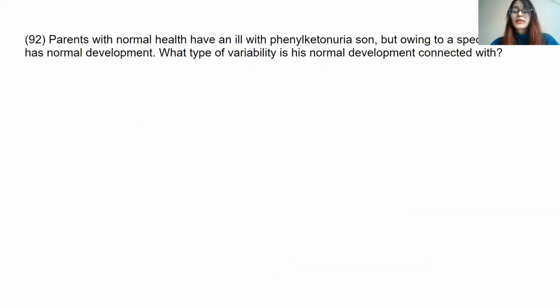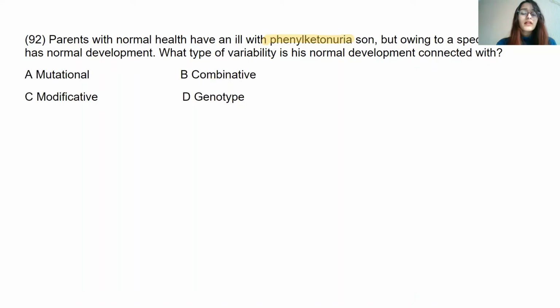So again, question number 92 from the ministry book: parents with normal health have a son ill with phenylketonuria, but owing to a special diet, he has normal development. So what type of variability is his normal development connected with? First of all, you should know that phenylketonuria is an autosomal recessive disease. So variation means heritable because it is autosomal recessive and genotypic. So it must be something like mutational or anything other genotypic.